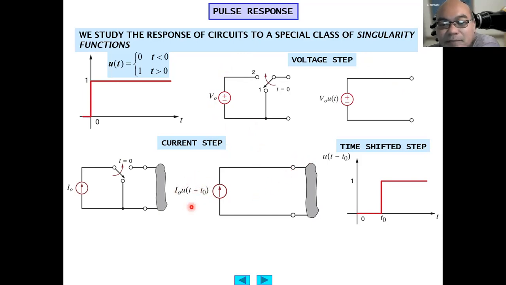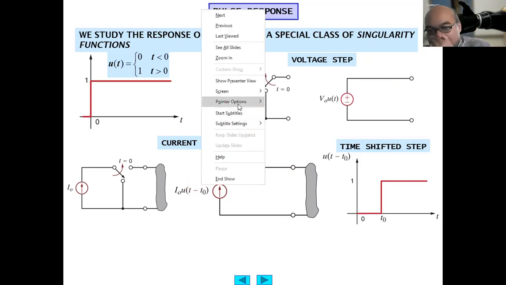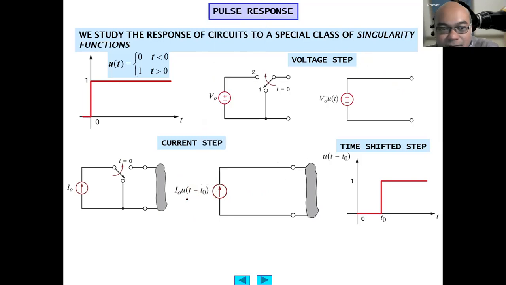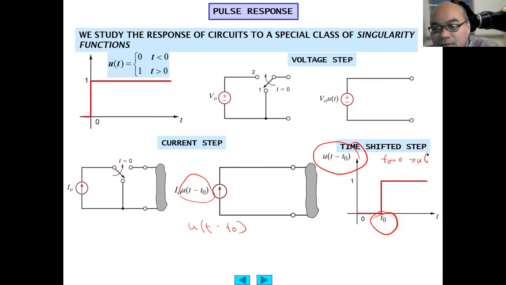we express this in the step function as u(t minus t0). This is basically a step function which is shifted by t0 seconds. So this is u(t minus t0), a step function which occurs at t0. If t0 equals 0, then this becomes u(t), which is similar to this graph. I think it's quite easy to understand.